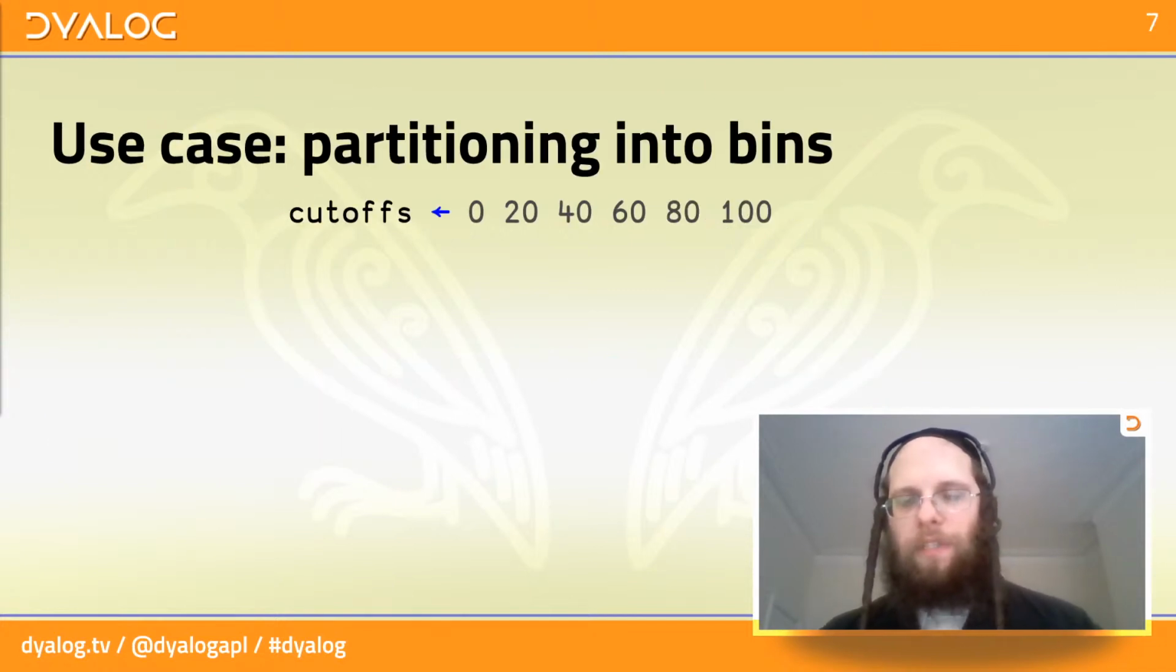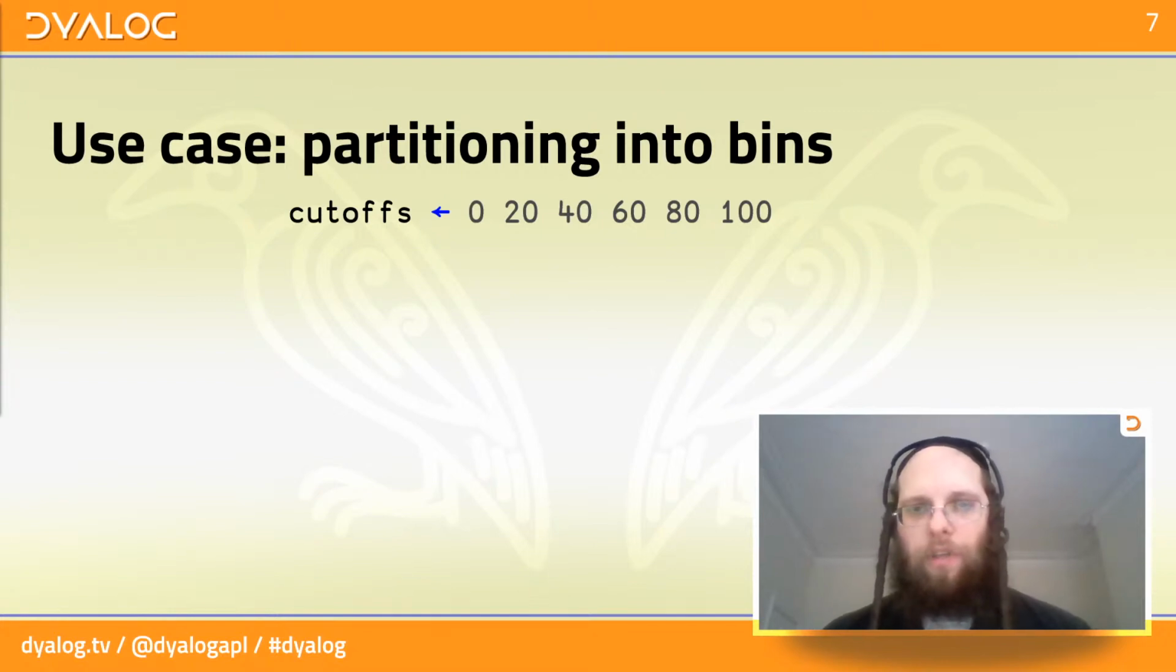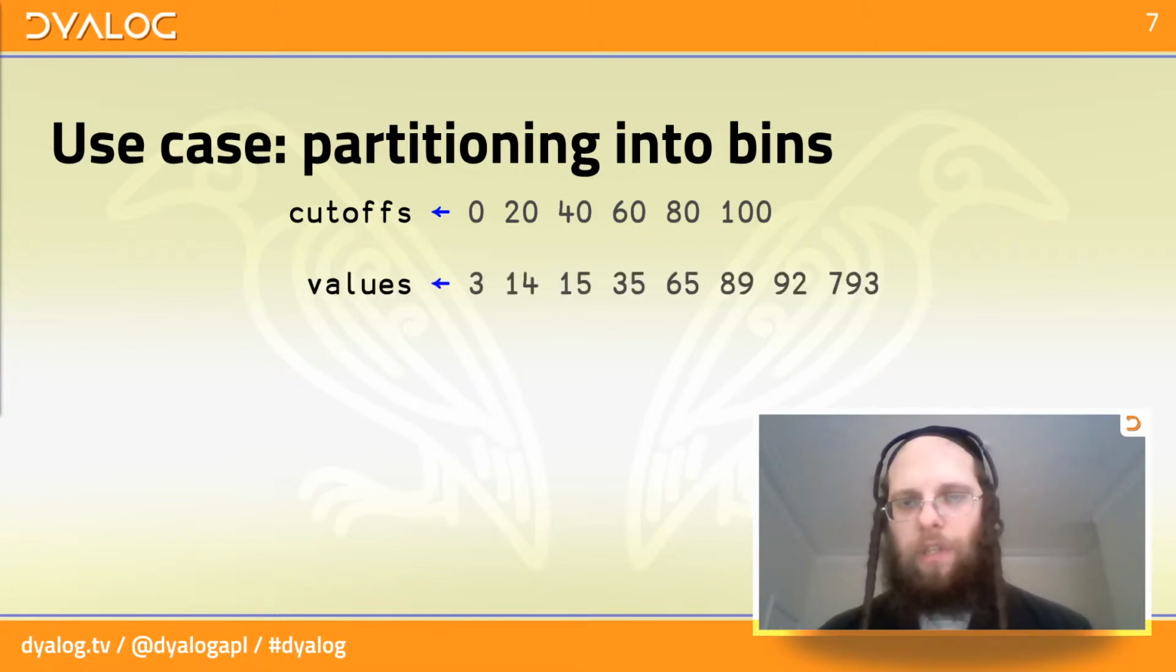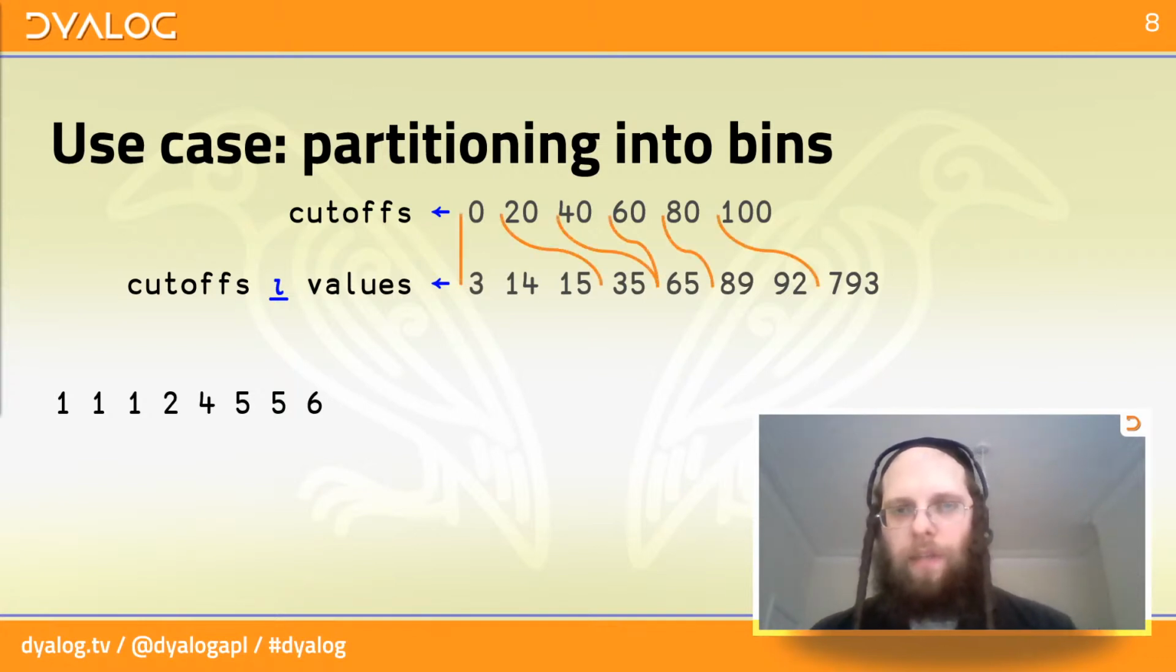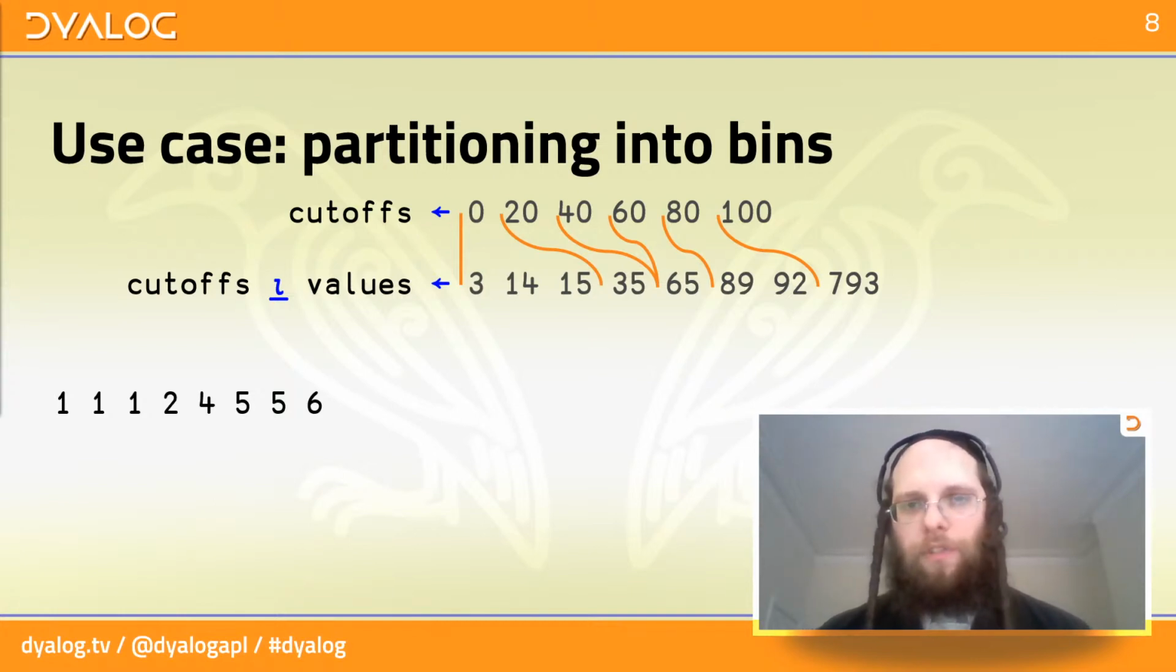So here's an example. Let's say that we have some categories, some cutoffs of numeric values, and then we have some actual values. And we want to split the data into runs that correspond to these bins, to these groups. So we start off by using the interval index, and that gives us an indicator number, an index into the runs, the ranges that are being defined by these cutoffs.